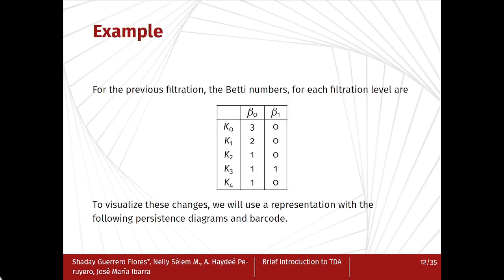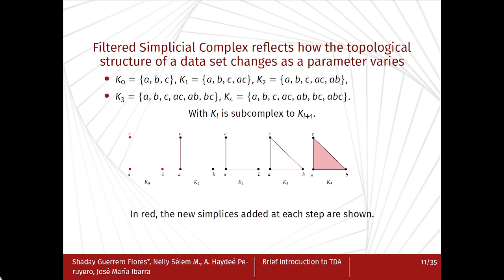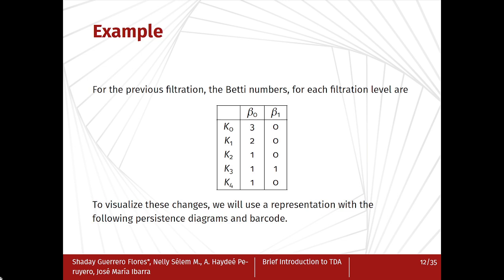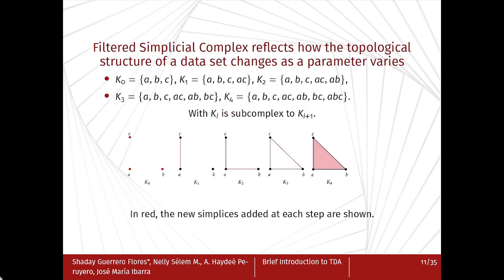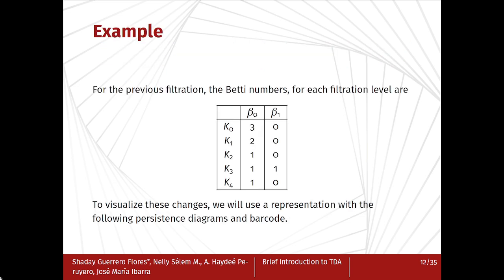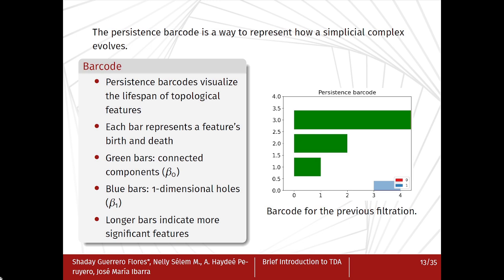For the previous filtered simplicial complex, we can calculate the Betti numbers. For Betti 0, K sub 0 is 3, K sub 1 is 2, K sub 2 is 1, K sub 3 is 1, K sub 4 is 1. But in Betti 1, we have 1 in K sub 3, because at this time one hole appears. So how can we represent this information?